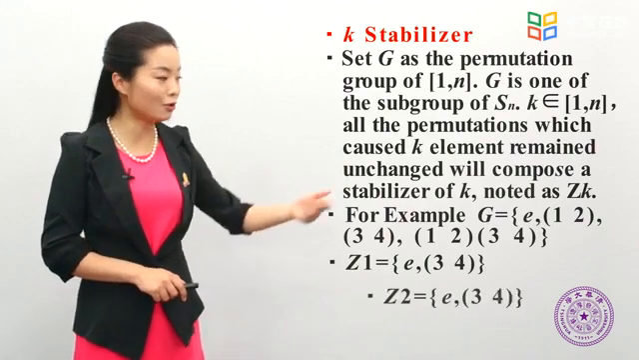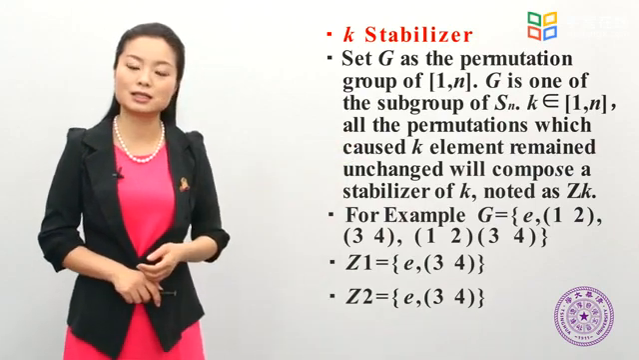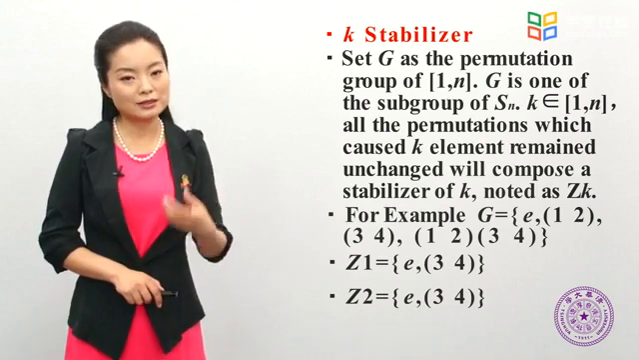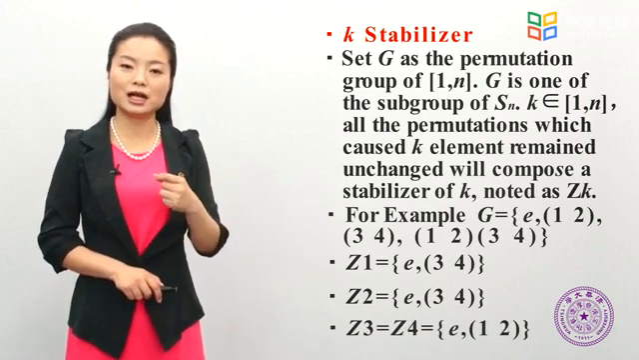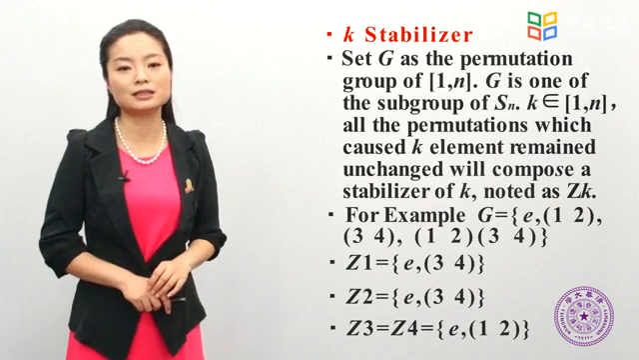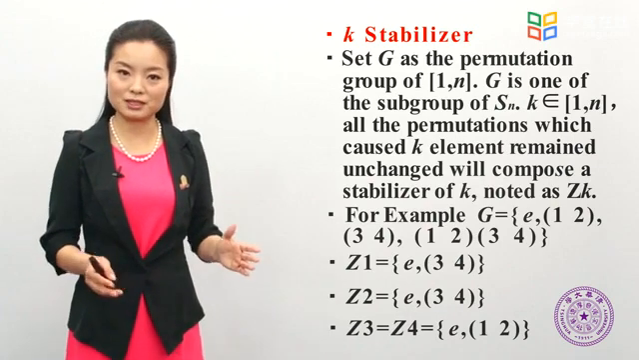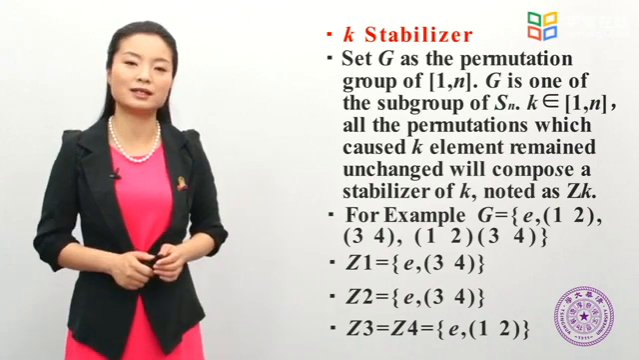Corresponding to 2, its stabilizer class is also E and (3 4). What about 3? The stabilizer of 3 is E and (1 2). The stabilizer of 4 and the stabilizer of 3 are equal. And this time we have analyzed what the K-stabilizer is.